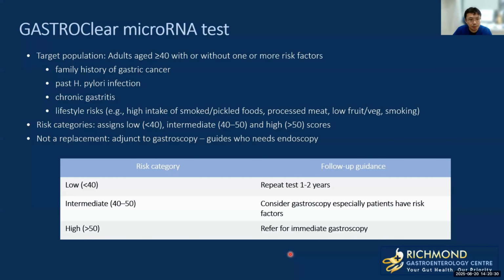This test is then split into 3 categories: low, intermediate, and high. And on their website, they suggest to repeat the scope in 1 or 2 years if it's low. Consider gastroscopy if it's intermediate or high. So this test has a higher negative predictive value, but it's not very sensitive and specific to target early gastric cancer.